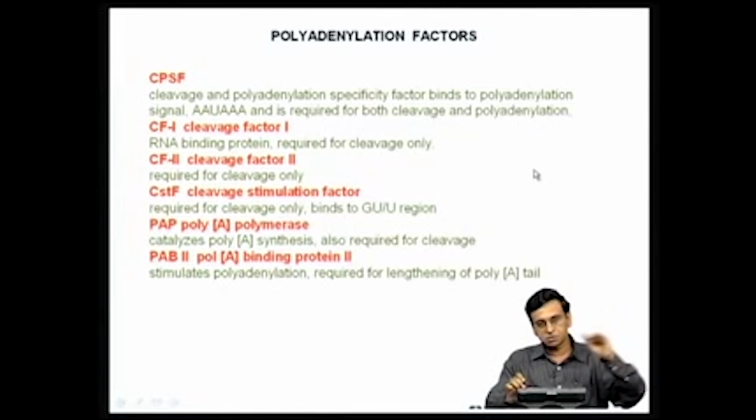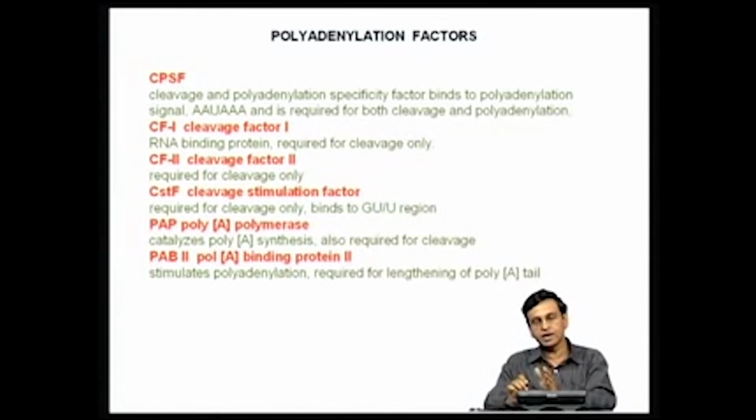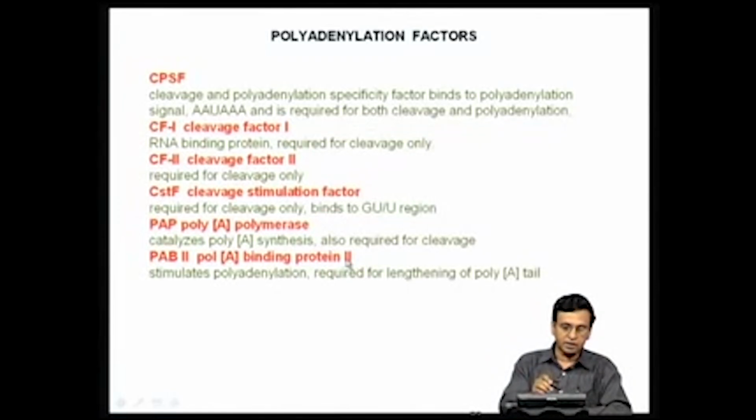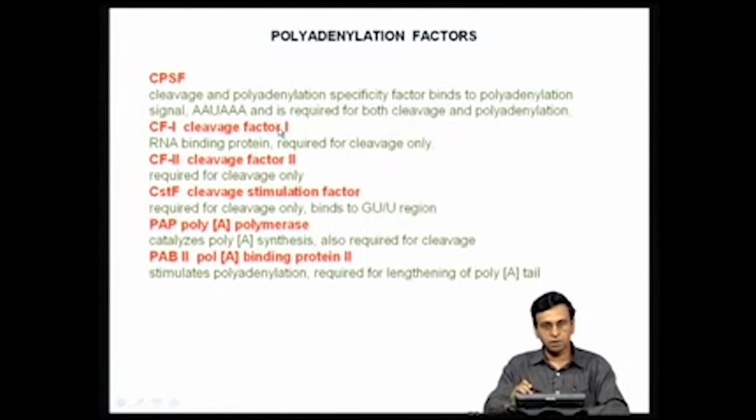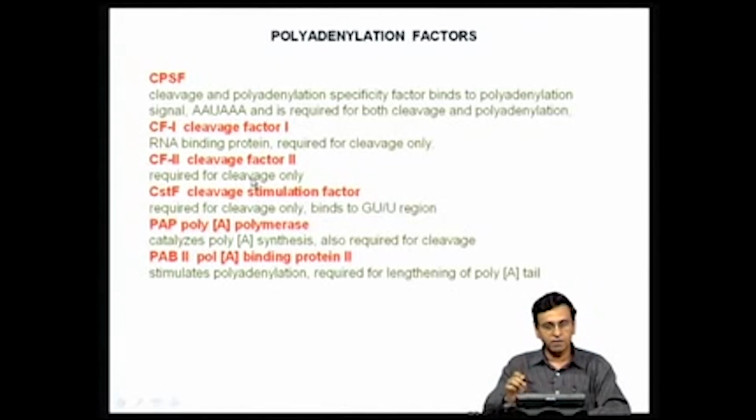So, once the transcription is over, once the RNA polymerase transcribes this poly A signal, and this poly A signal present in the RNA is immediately recognized by the CPSF, and then it recognizes that the transcription has to stop here, and it cleaves the messenger RNA and adds a poly A tail. And there are two proteins involved in the cleavage, once the CPSF recognizes the AAUAAA sequence, called CF1 and CF2, which are actually involved in the cleavage process.